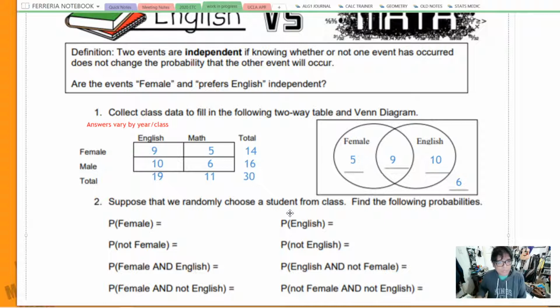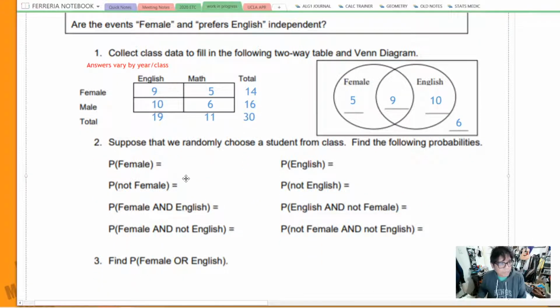So we're going to do some review here. Let's randomly choose: what's the probability of a female? Female is 14 out of 30. Not female is 16 out of 30. English is 19 out of 30. And not English is 11 out of 30.